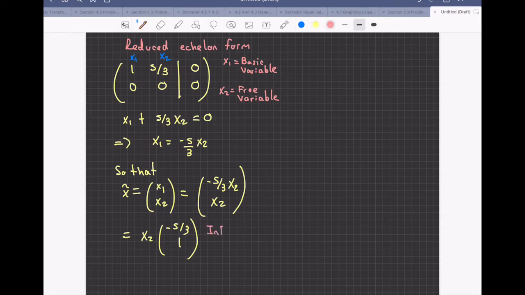Infinitely many eigenvectors. So for each value of x2 that you assign, we have one eigenvector. For example, set x2 equal to 1: 1 times negative 5 over 3, 1 times 1, negative 5 over 3 and 1 is one eigenvector. x2 equal to 2: 2 times negative 5 over 3, negative 10 over 3, and 2 times 1, 2. Negative 10 over 3 and 2 is another eigenvector, and so on. Is that okay? All right.